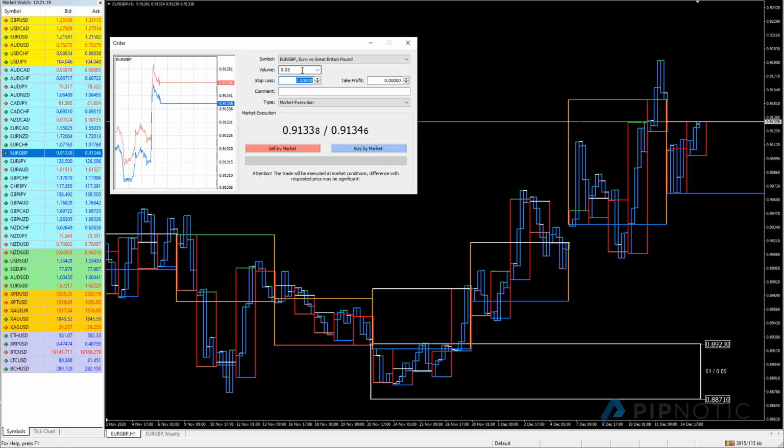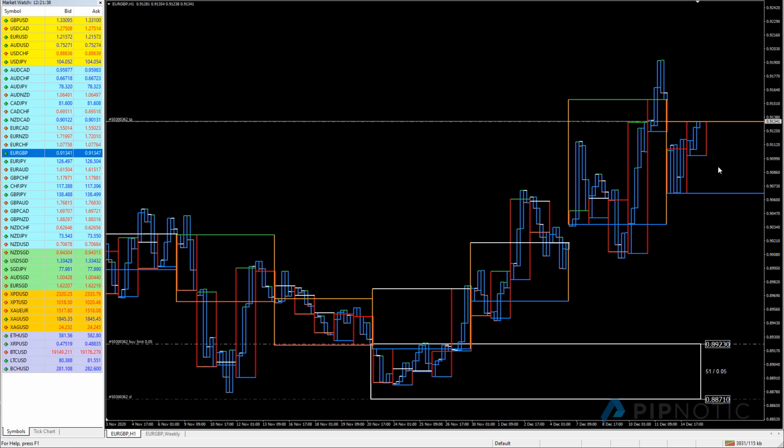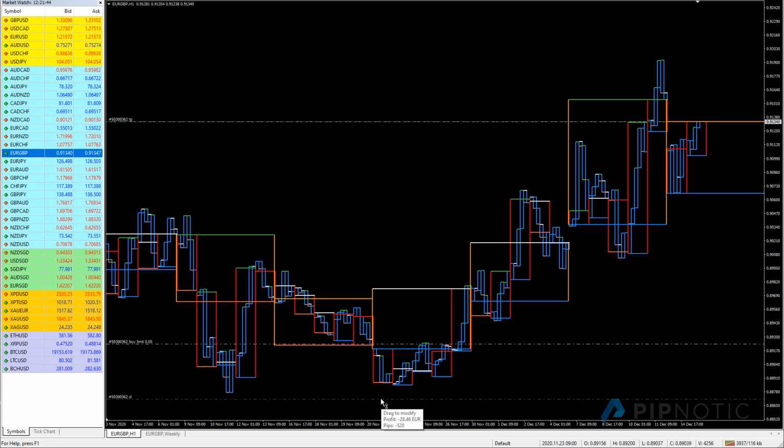5 micros. Stop is 8871. Target we don't know yet. This is actually a daily, isn't it? Because we're seeing the daily pattern there. Market execution, no, this is a buy at 89.23. This could continue to go higher because there's no supply as of yet. So let's wait and see what happens once price comes back there.